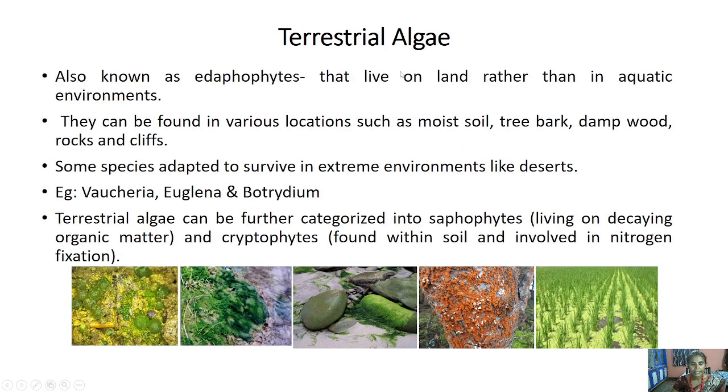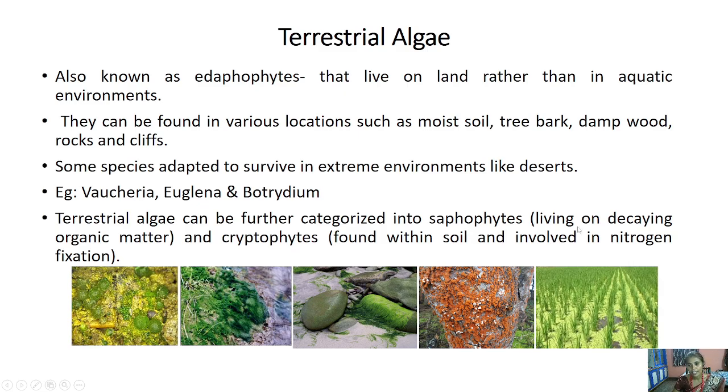Coming to the second category of algae, that is terrestrial algae. They are also known as edaphophytes. They live on land rather than in an aquatic ecosystem or aquatic environment. They prefer to grow on moist soil or wet soil, tree bark, damp wood, rocks, and also on cliffs. Some species are adapted to survive in extreme environments like deserts also. Examples for that are Vaucheria, Euglena, and Botrydium. And terrestrial algae can be further categorized into two types, saprophytes and cryptophytes.